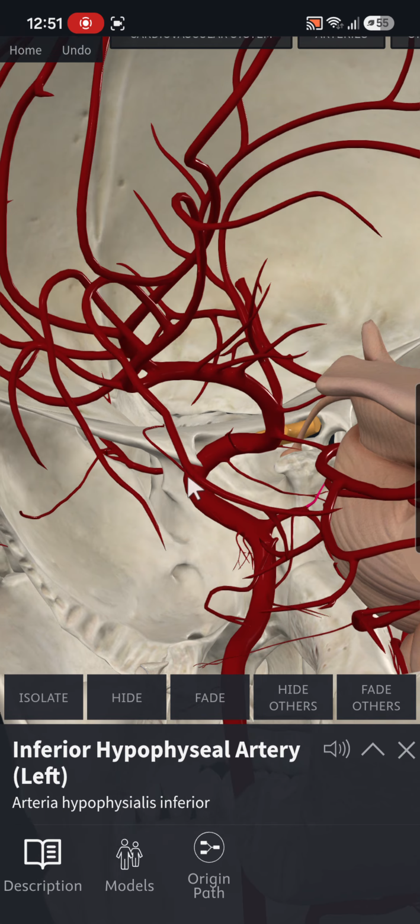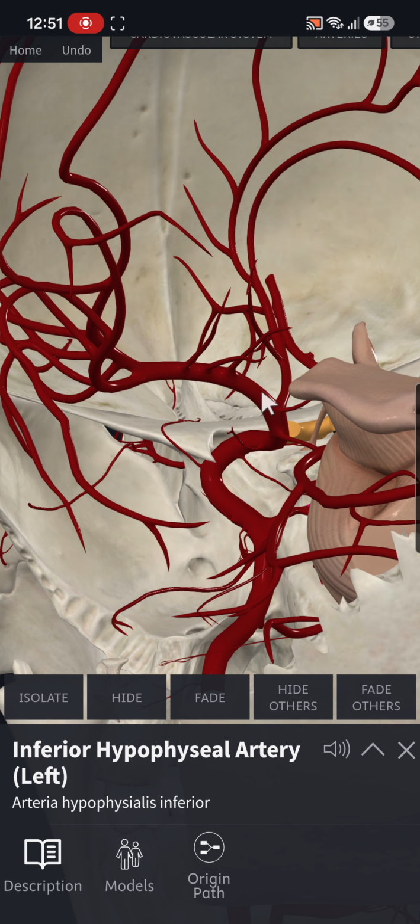And then at the end we have the communicating segment, which gives off the middle cerebral and the anterior cerebral, which are arteries and parts of the circle of Willis.